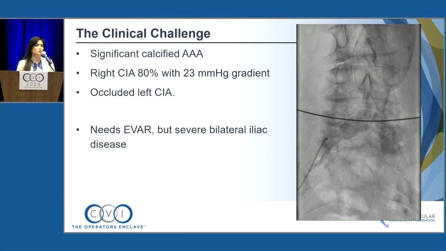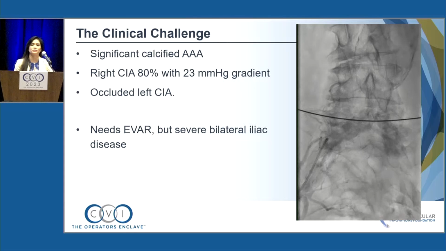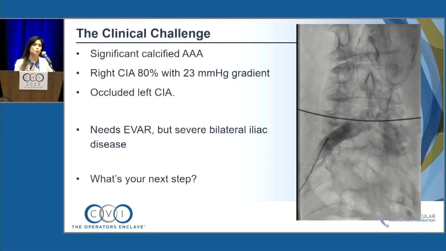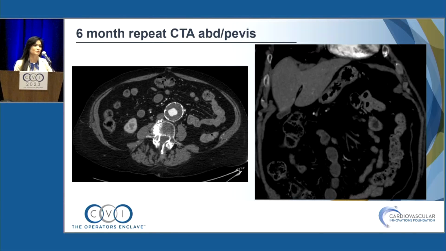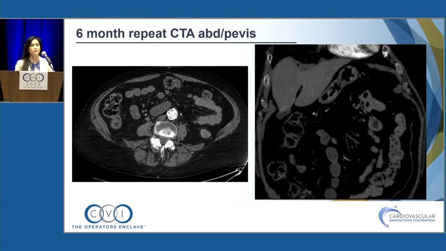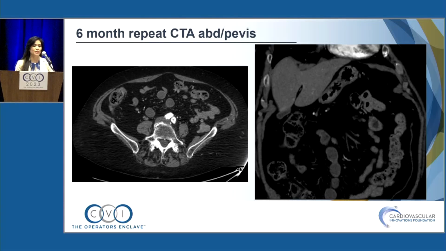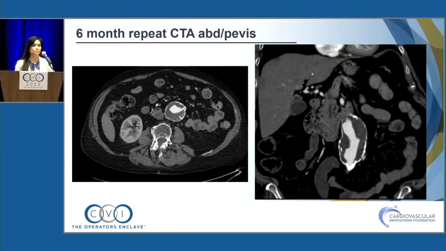So she needs an EVAR, but she also has severe bilateral iliac artery disease. So what's your next step? We decided to repeat the CT abdomen pelvis at 6 months, which confirmed a 4.9 by 5.1 abdominal aneurysm with severely calcified bilateral iliac artery disease.